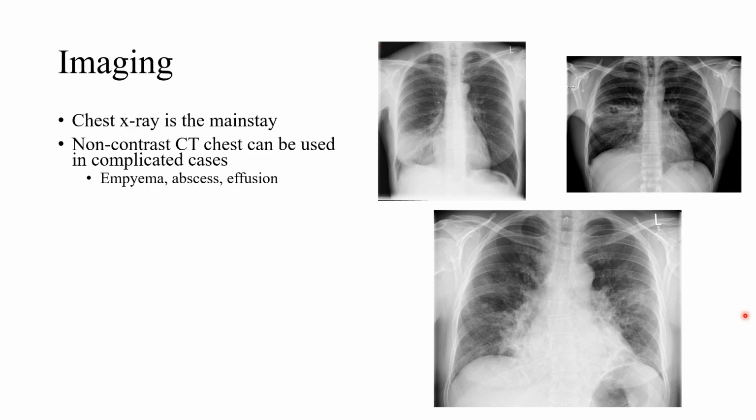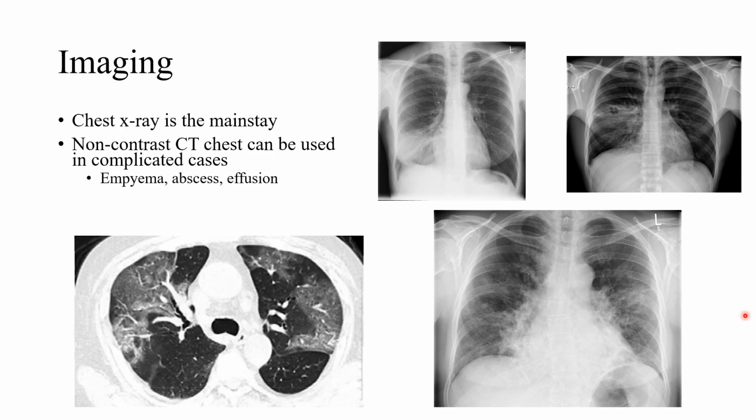The times where it might be useful is, well, if the patient's just not getting better and we need to get a better picture, is there something we're missing here? But also if there's an empyema, an abscess, or an effusion, to really assess what the borders of that are. So this is what a pneumonia CT chest would look like, more of an interstitial geography distribution here because it's just everywhere, right? It's not just one lobe.